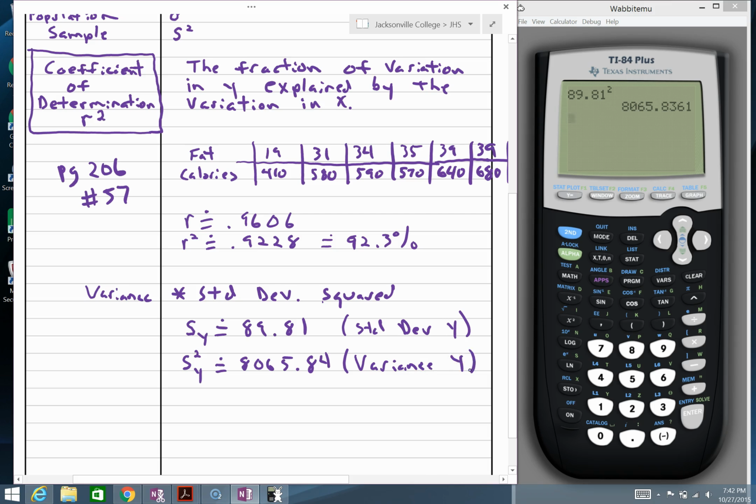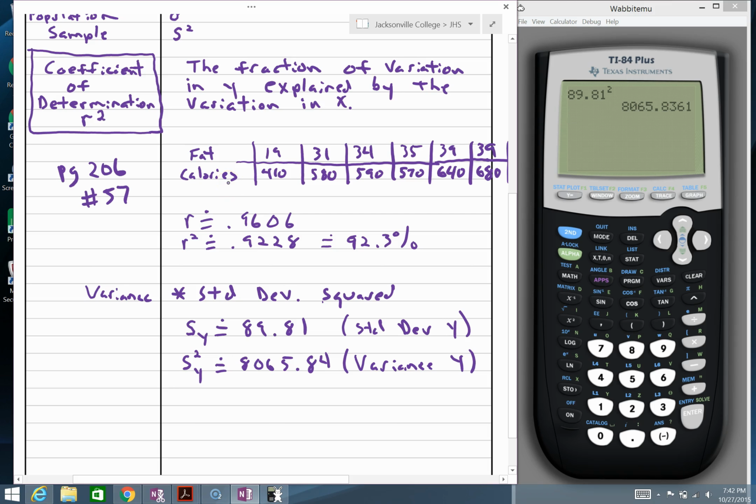All right. You can think of this as being the variation in the y's. This is what we're seeing here. This is the variation in y. This is the total spread of my y's. 8,065.84, and the unit here is in calories squared.